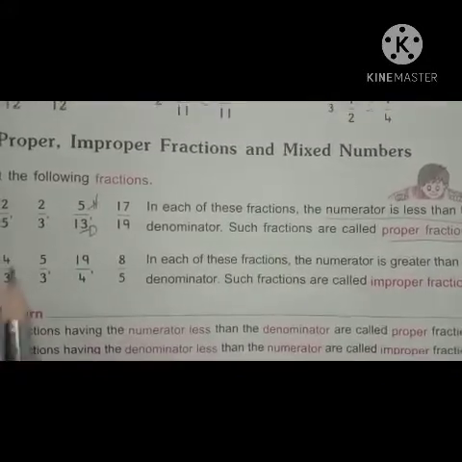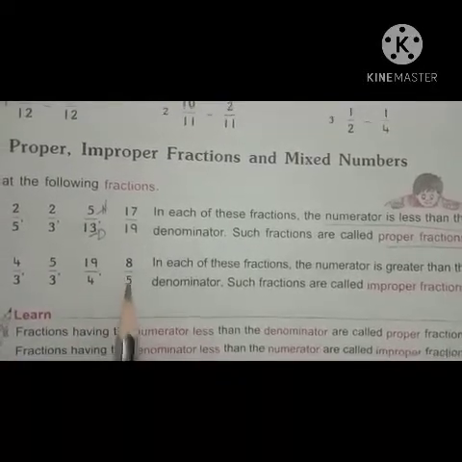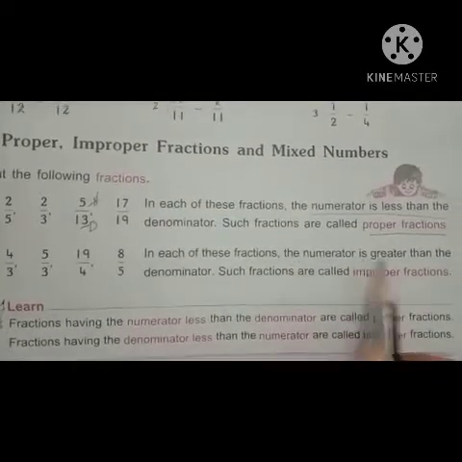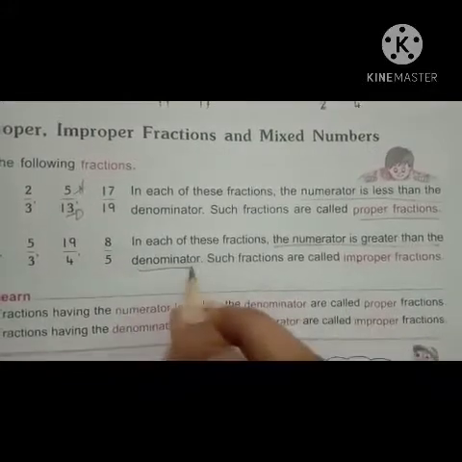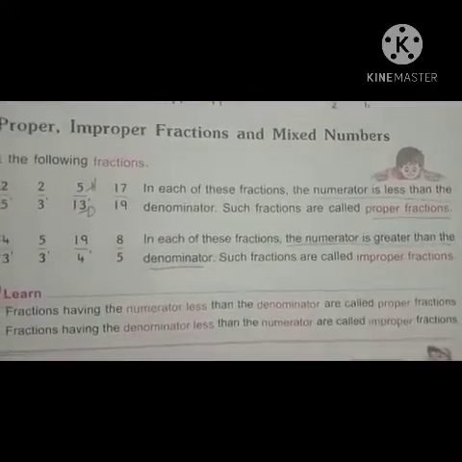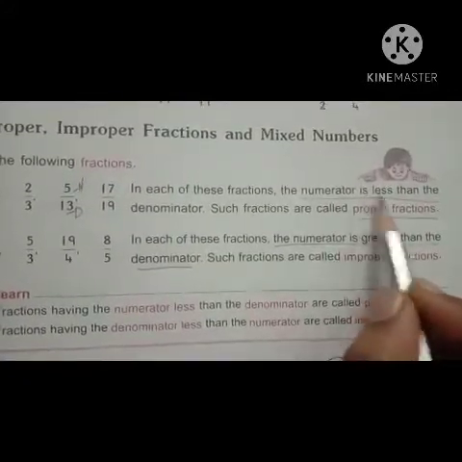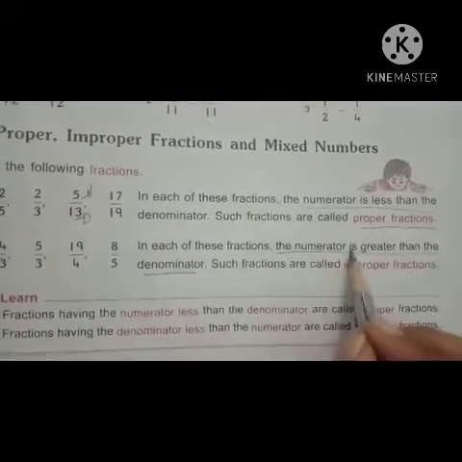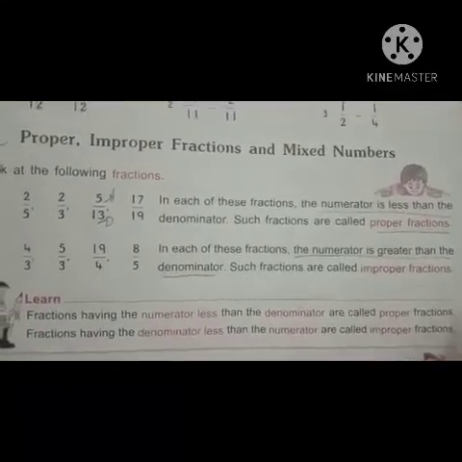Next, 7 by 2, 4 by 3, 5 by 3, 19 by 4, 8 by 5. In each of these fractions, the numerator is greater than the denominator. Such fractions are known as improper fractions. Such fractions are called which fractions? Improper fractions. Numerator lesser than the denominator means it is a proper fraction. Numerator greater than the denominator means it is an improper fraction.